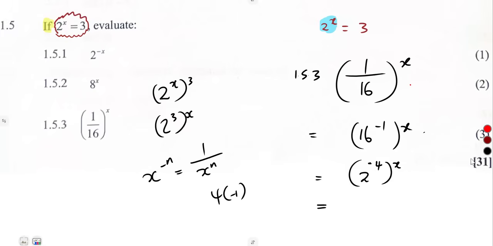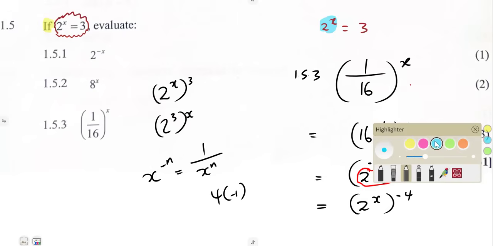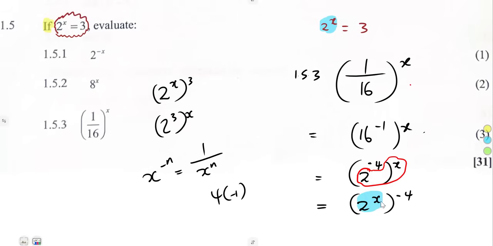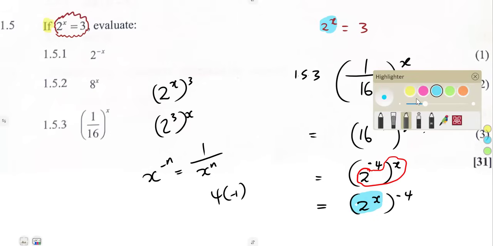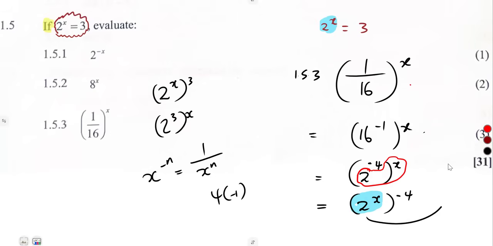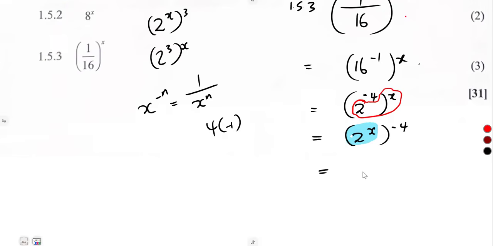So this is the same, just like before. Remember what I said? What we need is 2 to the exponent of x, which we can see here. So it is the same as 2 to the exponent of x to the exponent of negative 4. One and the same. We haven't changed anything. What we just want is this, 2 to the exponent of x, which we know is equal to 3. So in place of that, we are going to put 3 to the exponent of negative 4.